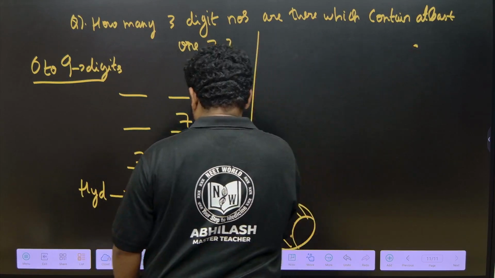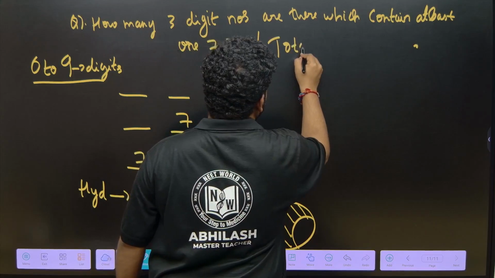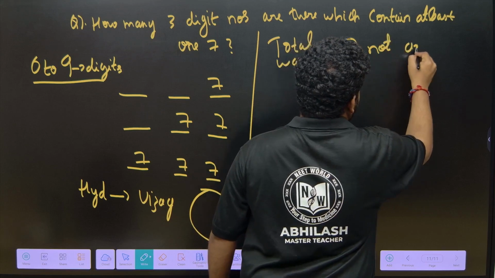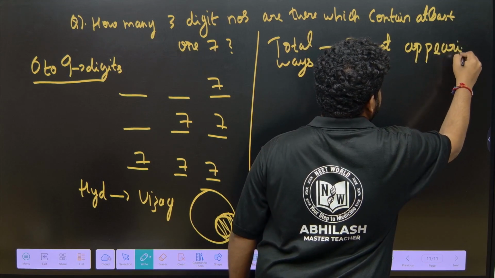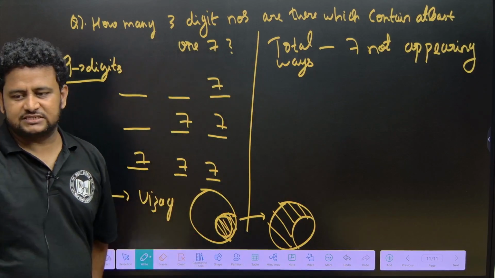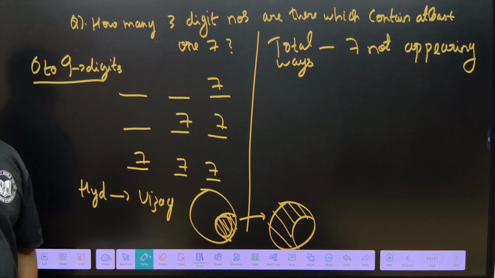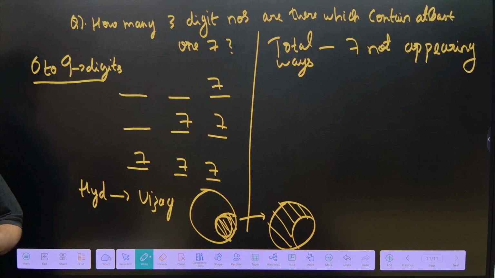So in the same way, what can I do? Total ways of arranging 3 letters, total ways minus 7 not appearing. There is no 7 at all. They are telling at least one 7. So here I am writing all the ways minus 7 not appearing. What will you do? Total ways.